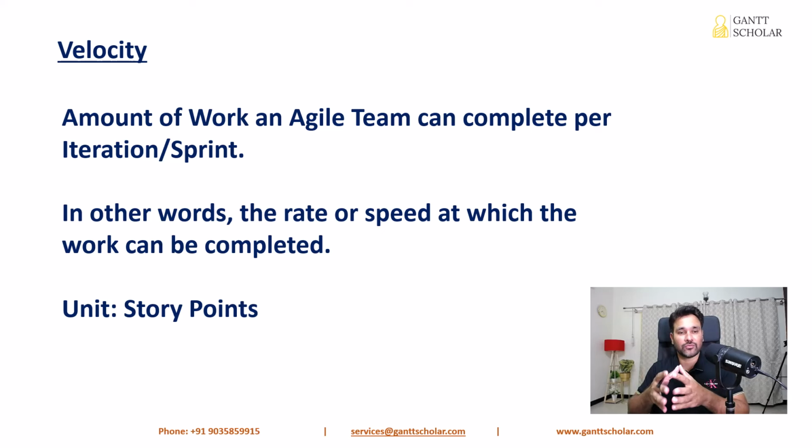Let's start with the definition of velocity. Velocity is all about the amount of work an Agile team can complete per iteration or sprint. Iteration and sprint are the same, we know this. If someone asks you, hey buddy, how much work your team can complete per iteration or per sprint, your answer should be based on your team velocity. So velocity is the rate at which your team can complete the available work. It's the same as speed, all right?